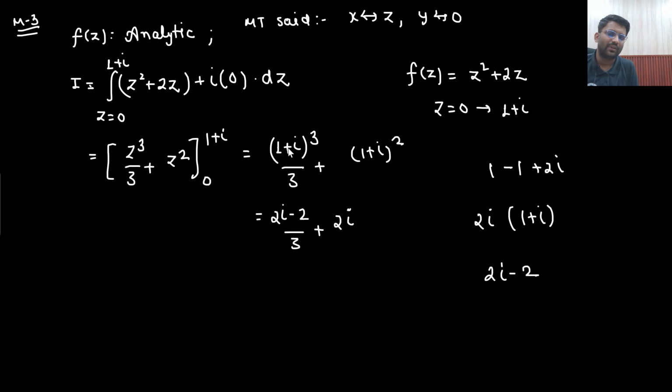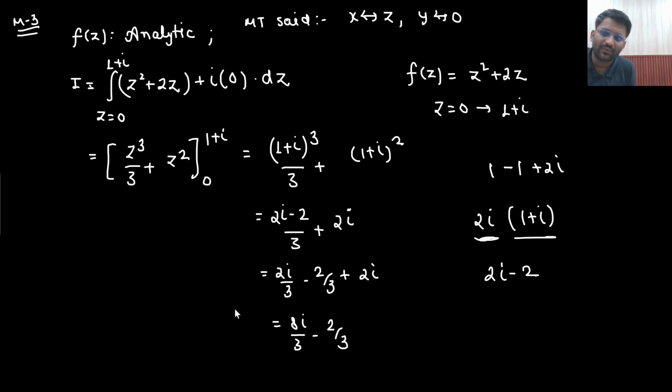So what is the answer? 2 iota. Now this is cube. So what did I do? 2 iota multiplied with 1 plus iota. So this 2 iota goes inside. This will become 2 iota minus 2. That's it. So what is the answer? 2 iota by 3 minus 2 by 3, plus your 2 iota. So 8 iota by 3 minus 2 by 3. So if someone is very smart, then he would solve in this manner.